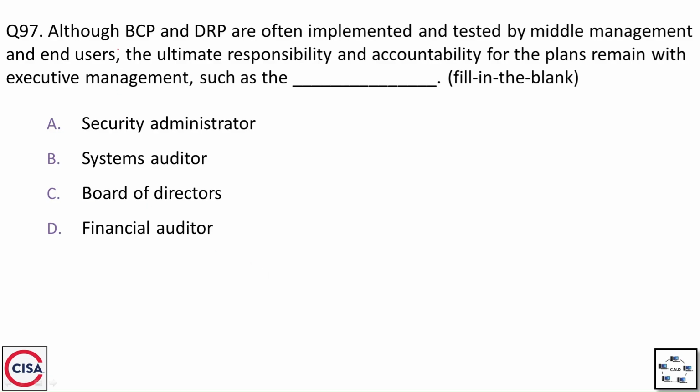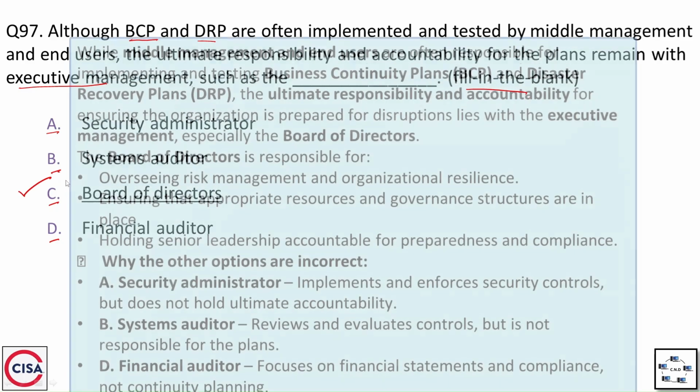Question number 97. Although BCP, that is Business Continuity Plan, and DRP, Disaster Recovery Plan, are often implemented and tested by middle management and end users, the ultimate responsibility and accountability for the plans remain with executive management, such as the fill in the blank. The options are option A, Security Administrator, option B, Systems Auditor, option C, Board of Directors, and option D, Financial Auditor. And the correct option is option C, Board of Directors.